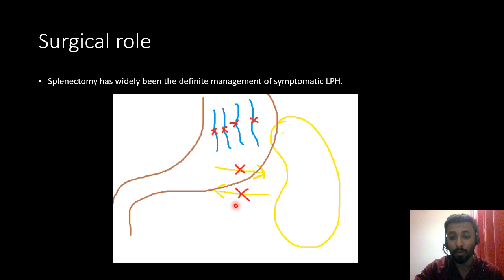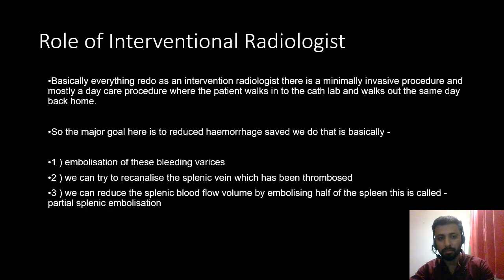But we all know when patient undergoes splenectomy, patient also lands up at risk of infection, various pneumococcal infections, and we don't really want to take that risk in a patient who's already having other problems. So these are all traditional techniques, but the purpose of this video is what an interventional radiologist can bring to the table in dealing with such conditions.